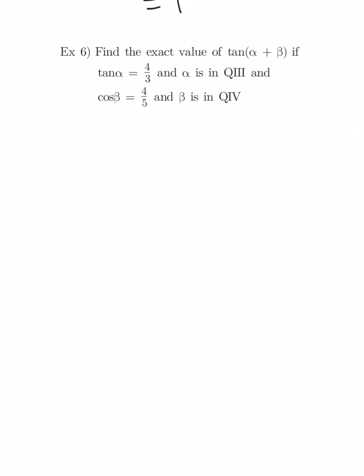Just like we did on example 5, draw the triangles. So alpha is in quadrant 3. So I'm going to go to quadrant 3, put in my angle, make a perpendicular to the x-axis. There's alpha. We are told that the tangent is 4 over 3. So y is 4, x is 3. But we're in the third quadrant, so both of those have to be negative. And if we're using 3 and 4, then the r value, the hypotenuse, is 5.